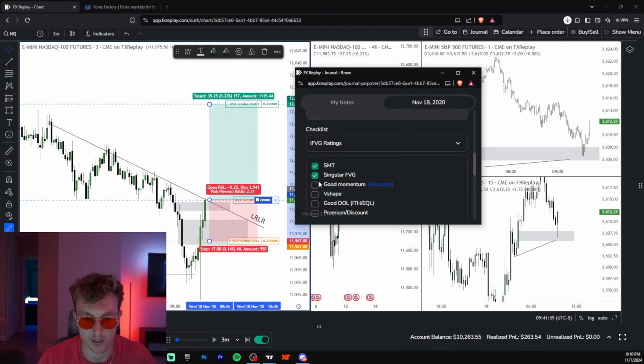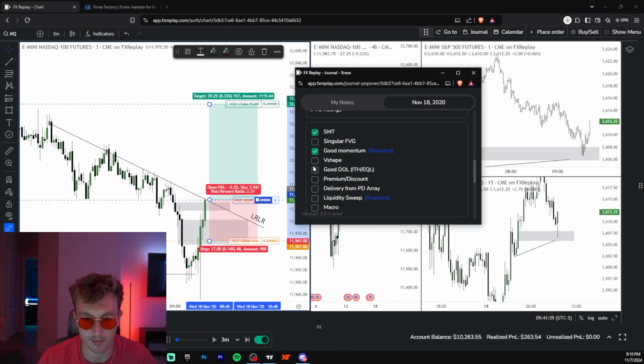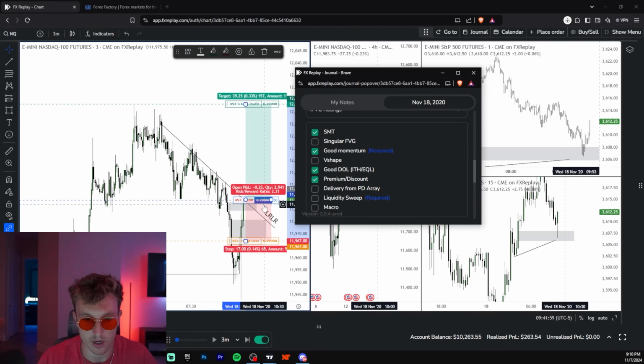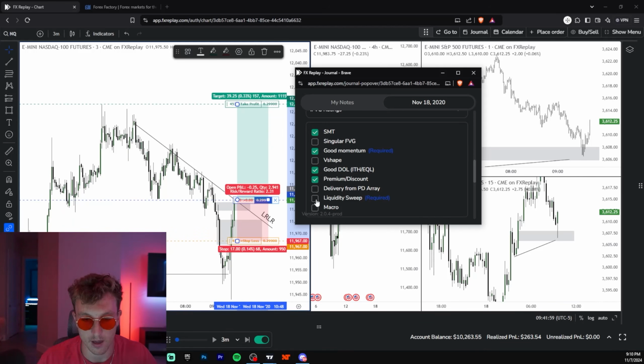Checklist. There is an SMT, singular gap, good momentum. Not singular gap, but not V-shape. Good draw on liquidity, yes. Discount, yes. We are in discount. Liquidity sweep, yes. Lower, yes.